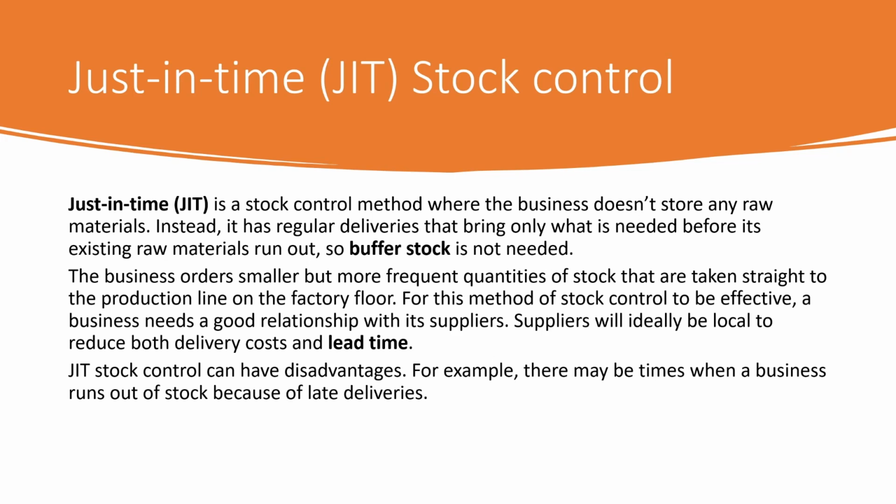The business orders smaller but more frequent quantities of stock that are taken straight to the production line on the factory floor. So for this method of stock control to be effective, a business needs a good relationship with its suppliers. Suppliers will ideally be local to reduce both delivery costs and lead time. JIT stock control can have disadvantages though. So for example, there may be times where a business runs out of stock because of late deliveries, right? Or because they forgot to order in the next batch of their stock, in time.